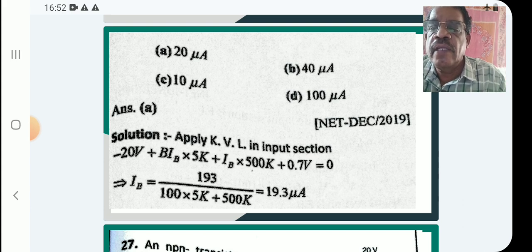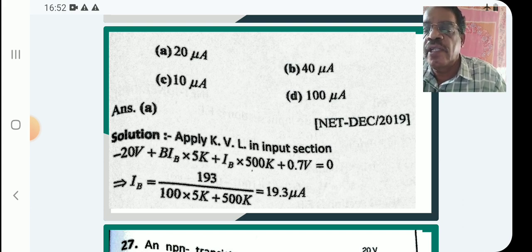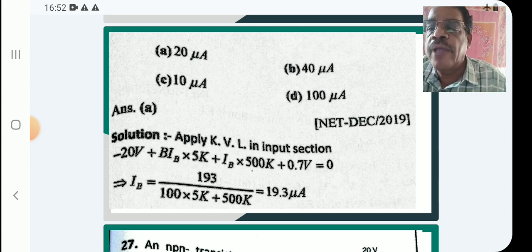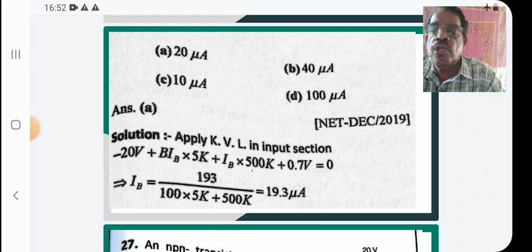Apply KVL in the input section, that is minus 20V plus beta IB into 5K, or minus 20V plus IB into 5K, plus beta IB, that is IC, into 5K, plus IB into 500K plus 0.7 is 0. Solving, IB is equal to 20 microampere.